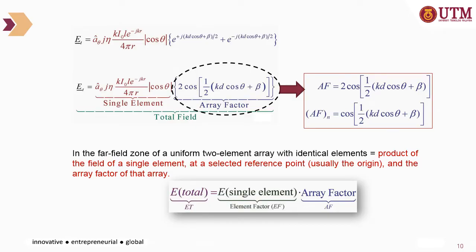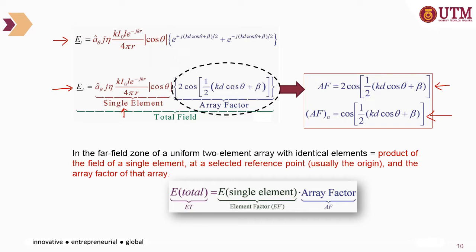So the total field equation from the previous slide may be reduced to this equation. It can be simplified further, and the final total fields radiated by an array can be calculated by this equation, in which it is the field produced by a single element multiplied by the array factor, and the array factor is given by this equation, normalized to the number of elements.